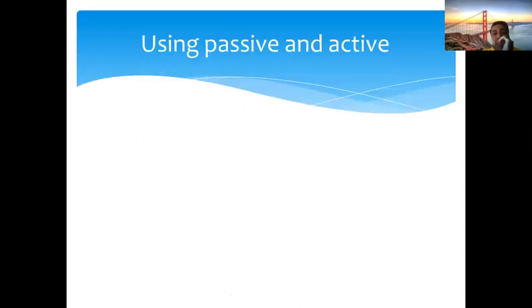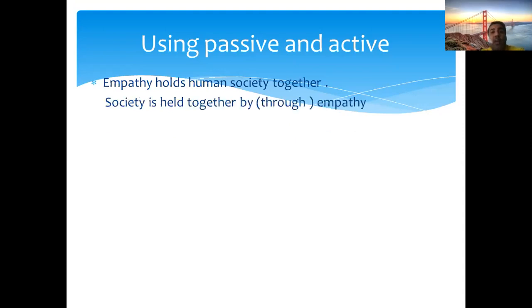Now let's move to another technique, which is using passive and active. If you have an active sentence, you can change it into passive and vice versa. Look at this example: "Empathy holds human society together." But I improvised this example, because the passage doesn't have a passive voice sentence, so I had to make a sentence from the passage. How can we paraphrase this sentence using passive voice? Look at this: "Society is held together by empathy" or "through empathy."